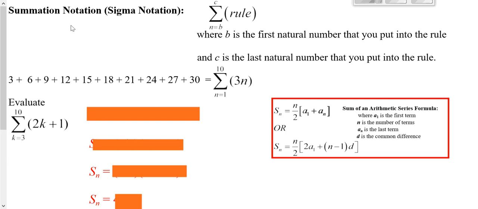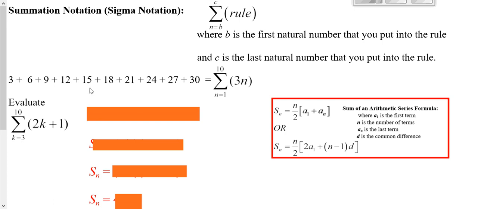One other thing is we need to look at sigma notation. This funny looking E is the Greek letter sigma. It stands for sum. B on the bottom is the first number you plug in to get your first number in your series. C would be the last number you'd plug in. So on a problem like this, and by the way, what's on the right is the rule. So you're going to take 1 and plug it in here, 3 times 1. That's how we get 3.